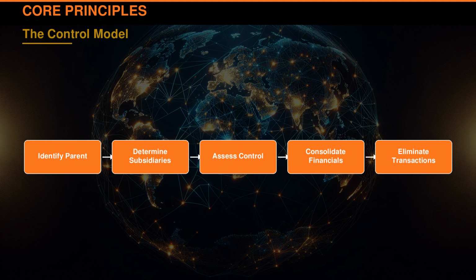We'll track Meridian Corporation's $10 million SaaS contract with Acme Incorporated, focusing on how each step from identifying the parent to eliminating intergroup transactions serves to present a clear picture of financial control and performance.